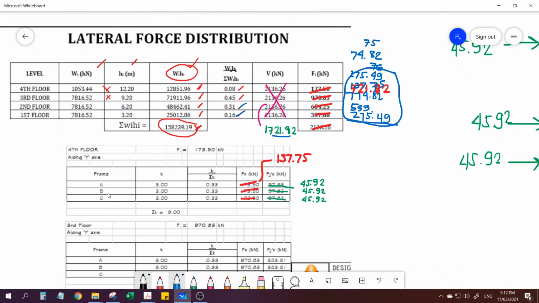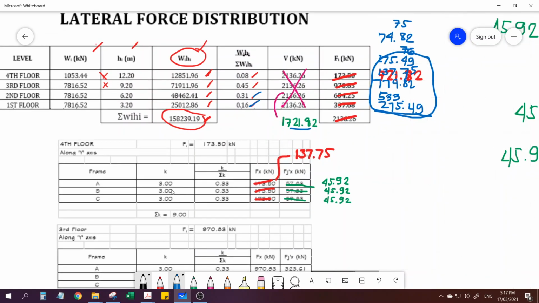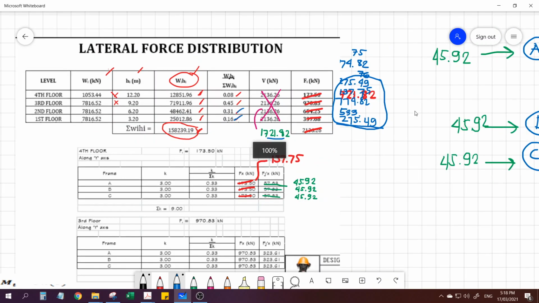Kaya ilalagay nyo siya dito. Frame A, frame B, frame C. And then Y3. This is an arbitrary value because yung cross-section ng columns are all equal. So, let's assume 3. And of course, tatlo yung frame. Ibig sabihin yung stiffness per frame is arbitrarily 3. This is true if in case na yung sizes ng columns are all equal, and yung configuration ng frames are the same.